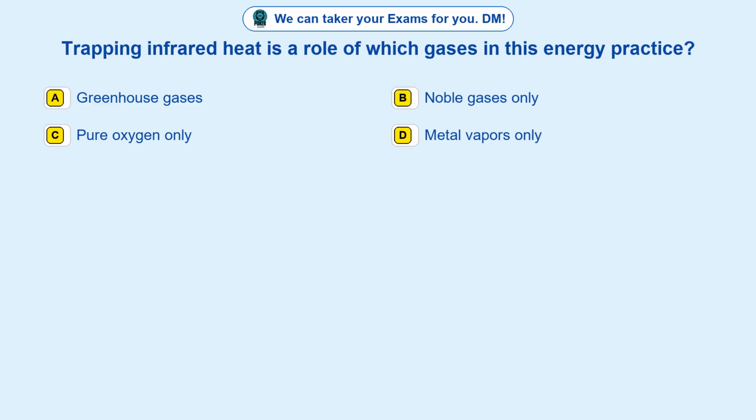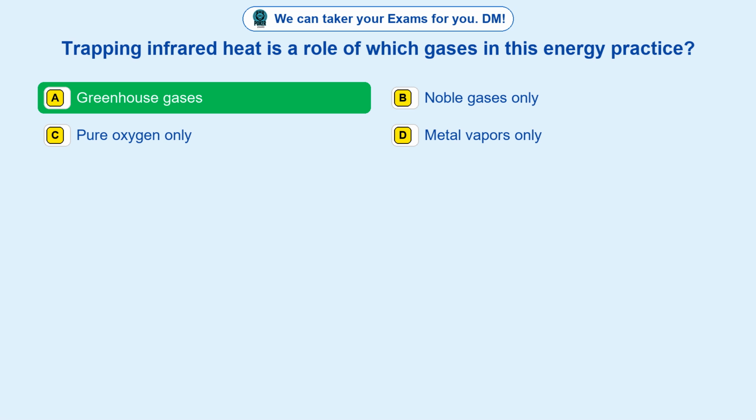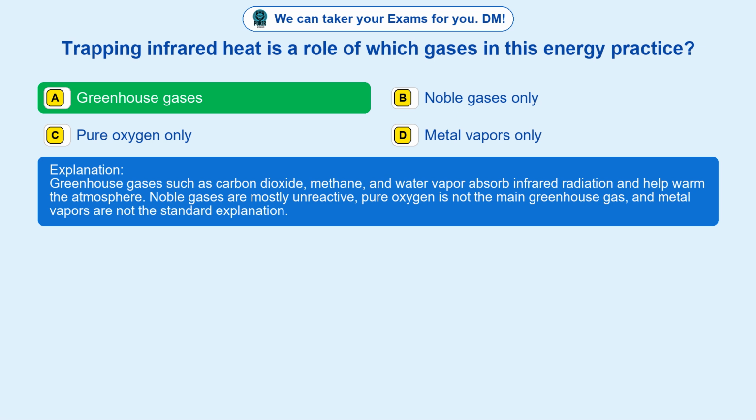Question 88. Trapping infrared heat is a role of which gases in this energy practice? Option A, greenhouse gases. Option B, noble gases only. Option C, pure oxygen only. Option D, metal vapors only. The correct answer is option A. Greenhouse gases. Greenhouse gases such as carbon dioxide, methane, and water vapor absorb infrared radiation and help warm the atmosphere. Noble gases are mostly unreactive, pure oxygen is not the main greenhouse gas, and metal vapors are not the standard explanation.